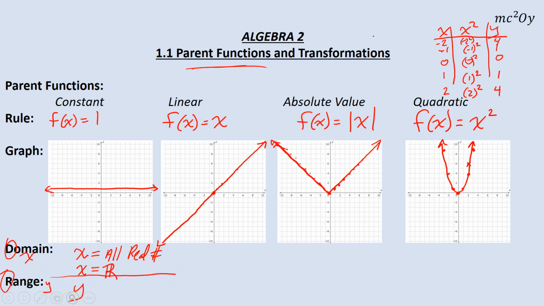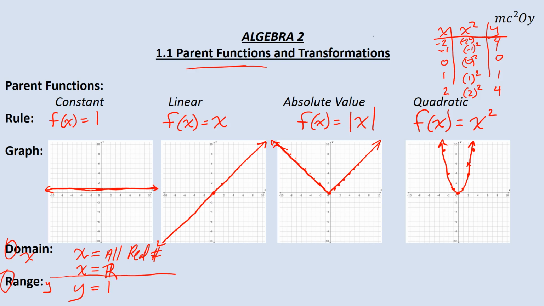Now my range says, where does it exist for Y? When I start looking at this, it only exists right here for Y. If I go up here, my graph doesn't exist at 10, 9, 8, 7, and doesn't exist at -10, -9, -8. It only exists at 1. So my range is just Y equals 1.